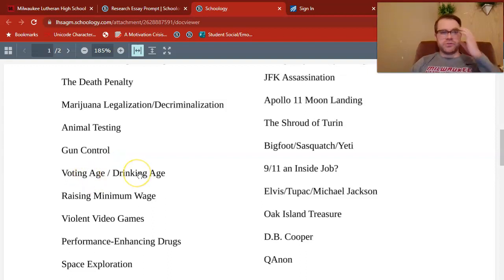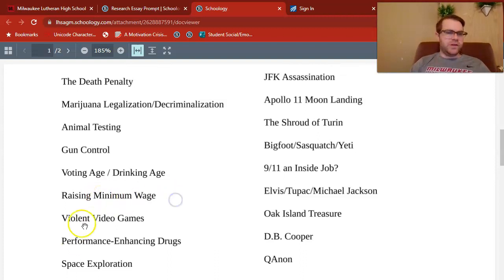The voting age or the drinking age: should either of those be lowered in the United States, or should they be kept the same? There's, again, good arguments on both sides. Say federal minimum wage, should it be raised, and by what amount, is a big debate. Do video games promote violence is a good question. There's really good arguments on both sides of that debate too.